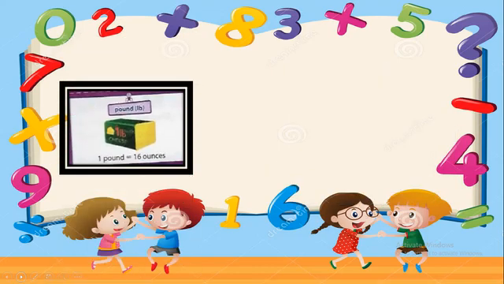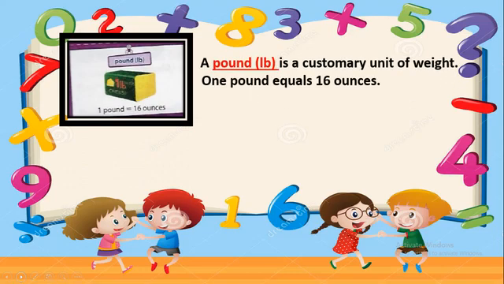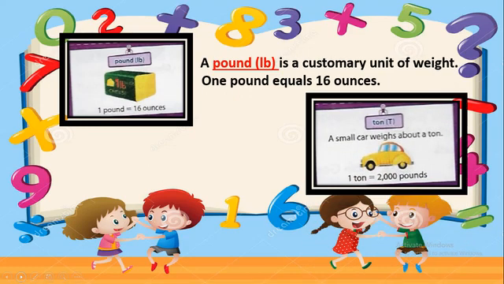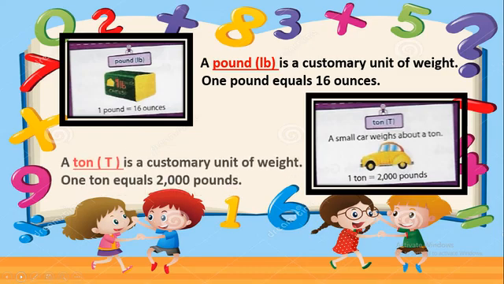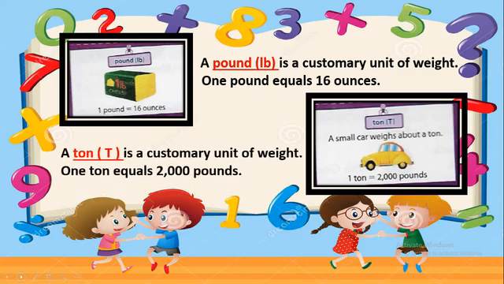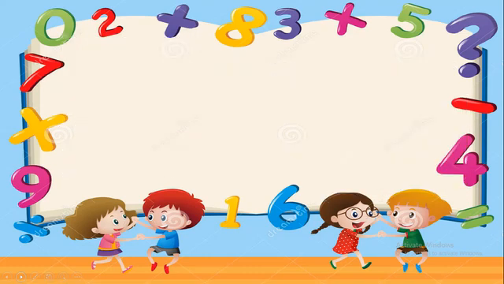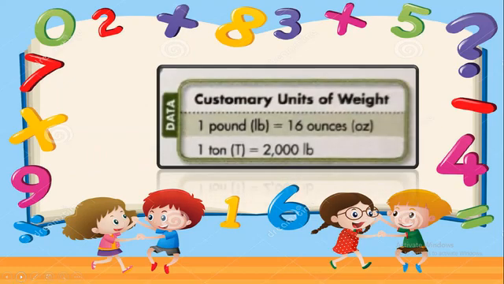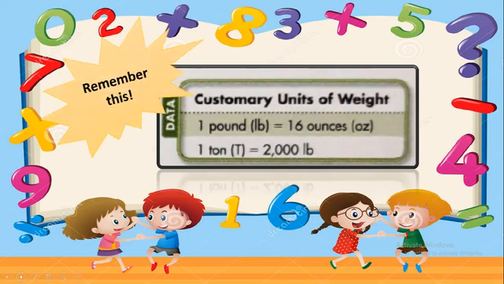Next word is pound. A pound is a customary unit of weight. 1 pound equals 16 ounces. Ton. A ton is a customary unit of weight. 1 ton equals 2,000 pounds. So please remember this conversion table. Customary units of weight wherein 1 pound equals 16 ounces. 1 ton equals 2,000 pounds.